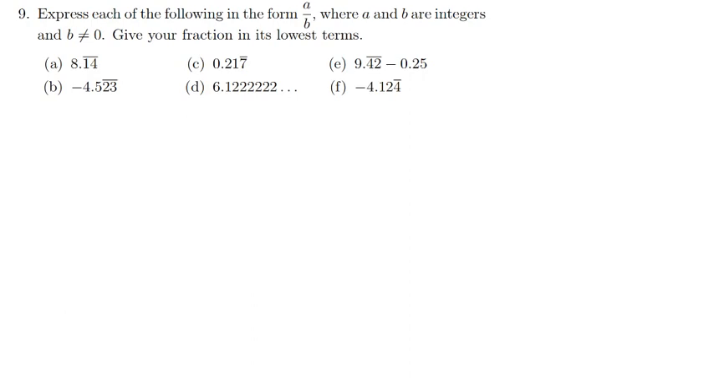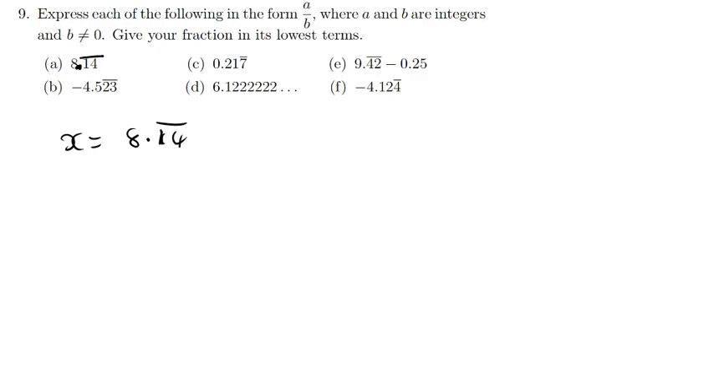So express each of the following in the form a over b, where a and b are integers and b is not equal to 0. Give your fraction in its lowest term. Let's begin our discussion with the first one. So the first thing, just after the point, if there is a bar, then we say x is equal to the same thing. Write the same thing the way it is, 8.14 bar.